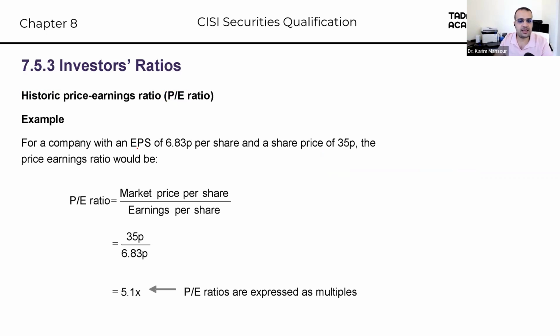So a company with an earnings per share of 6.83, and the share price of 35, because we're talking about pence here, this is in the UK. What is the PE ratio? The PE ratio is 5.1 times. That means you are going to pay 5.1 times to buy this share.